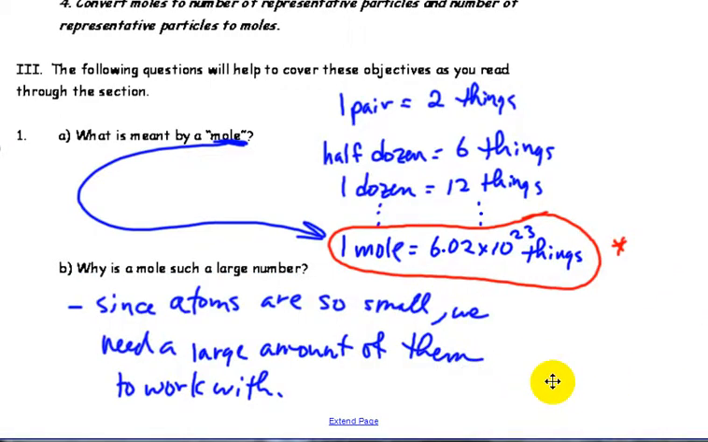And since atoms are so small, we need a large amount of them in order to be able to work with them and change it into grams, things that we're used to measuring. So we're dealing with very large numbers because we're dealing with such small things here.